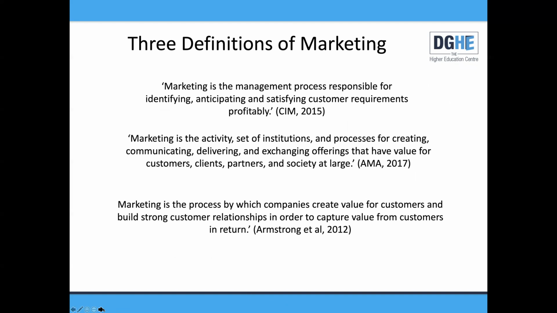So if we start by reading the first one, marketing is the management process responsible for identifying, anticipating, and satisfying customer requirements profitably. And this definition is by the Chartered Institute of Marketing. The second definition, marketing is the activity, set of institutions and processes for creating, communicating, delivering, and exchanging offerings that have value for customers, clients, partners, and society at large. This is the definition by the American Marketing Association.